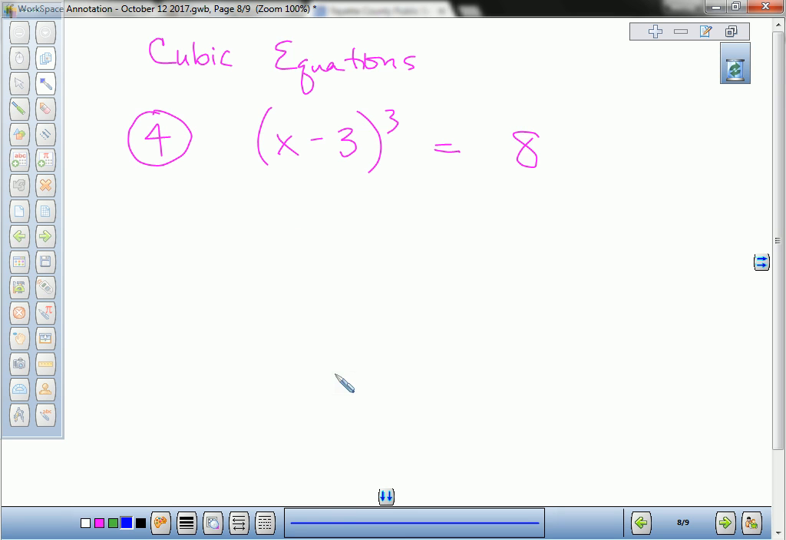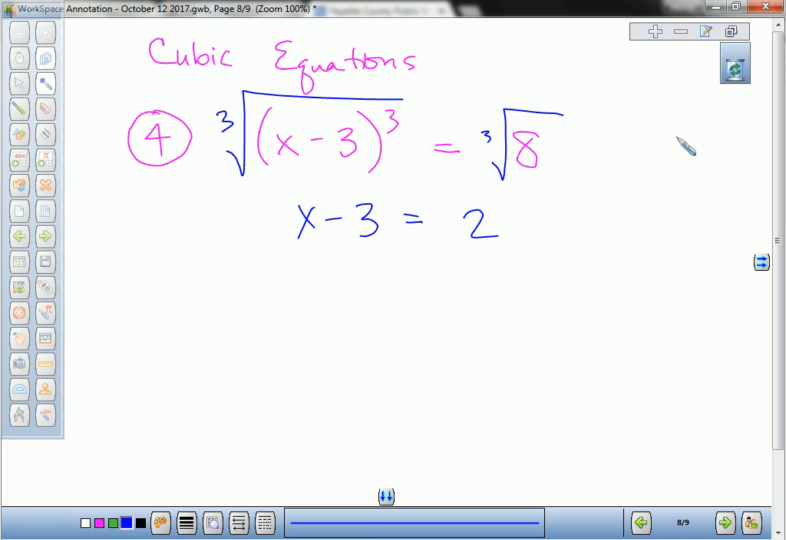If we were to solve this, we already have the x isolated, so we're good. A square root won't help us because we don't have a square. We need to take the cubed root. Very good. Cubed root. All right, so when we take the cubed root of both sides, the cubed root of 8 is 2, because 2 times 2 times 2 is 8.